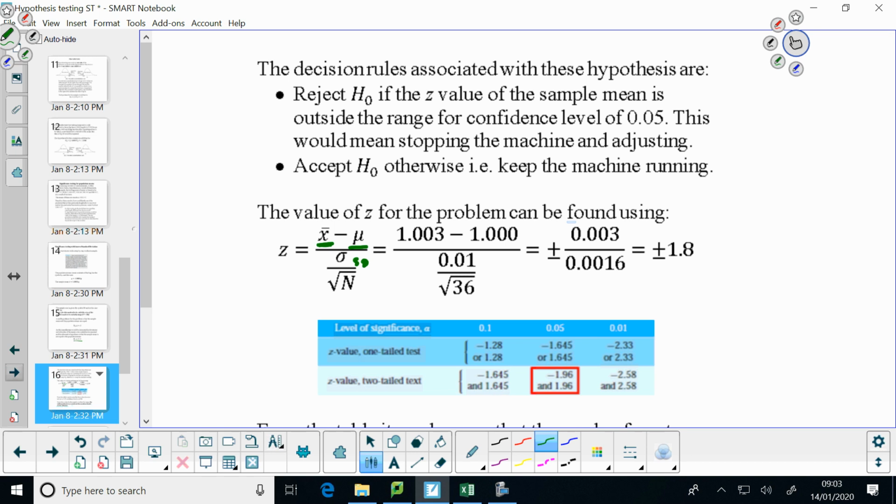So we put those numbers in, and we get the answer that Z is equal to minus 1.8. Remember, the Z value is how many standard deviations it is from the mean. So we're talking about 1.8 standard deviations. We're looking at a two-tailed test at the 0.05 level of significance. So we're looking for Z values between minus 1.96 and plus 1.96.